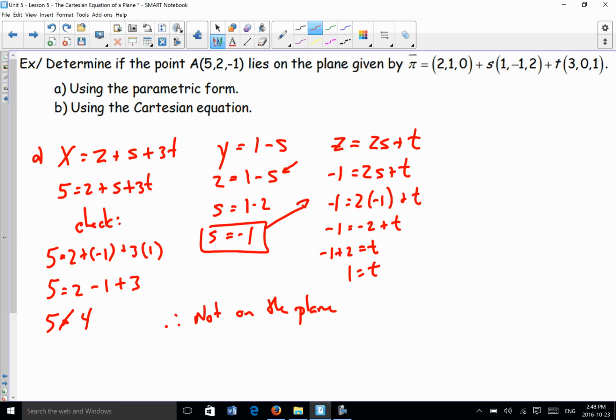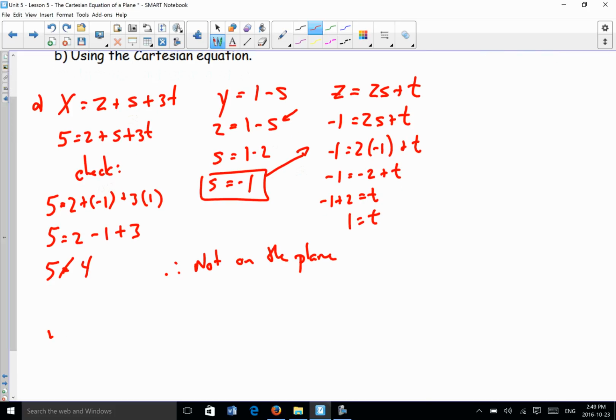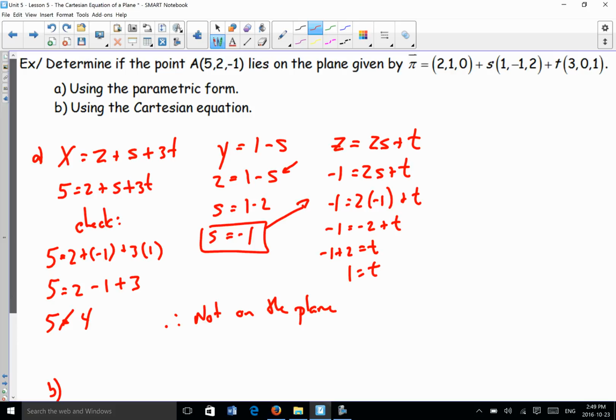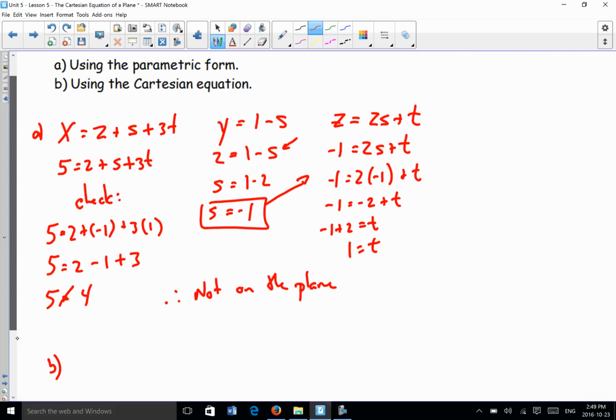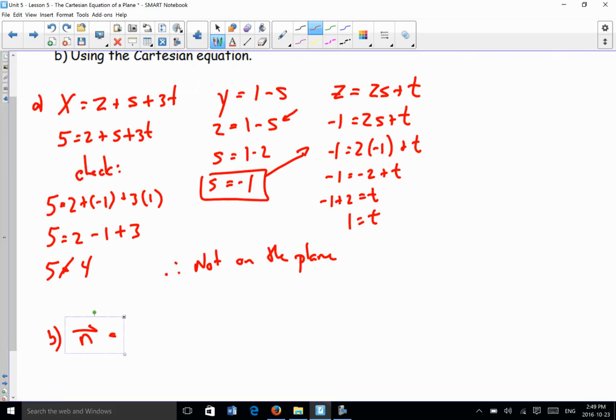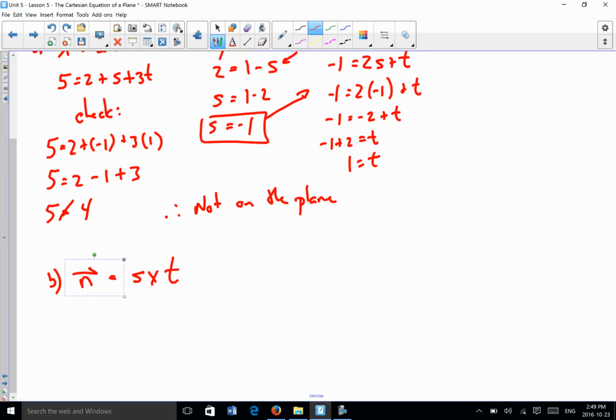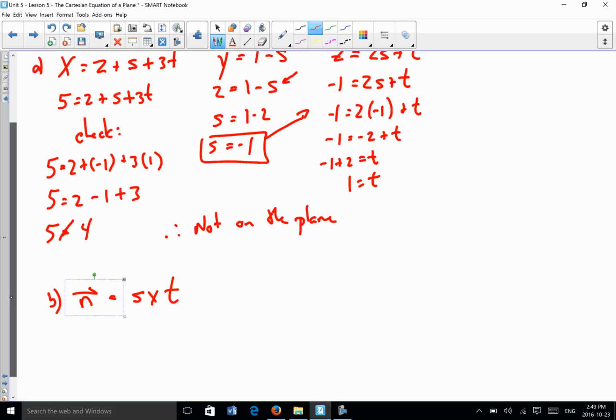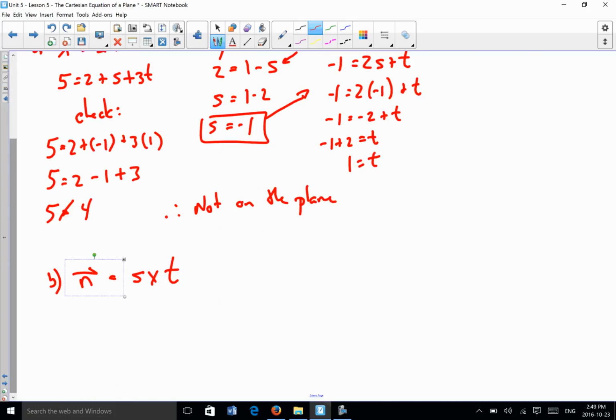Okay, if I want to do it using the Cartesian equation, I can do basically the same thing. I just got to make the Cartesian equation first. My Cartesian equation needs my normal. My normal is made up of s cross t. So s cross t. And just to remind ourselves, we'll use the crisscross method this time. So s and t, using those values that are there, you start with the y, negative 1, 2, 1, negative 1, and the y, 0, 1, 3, 0.